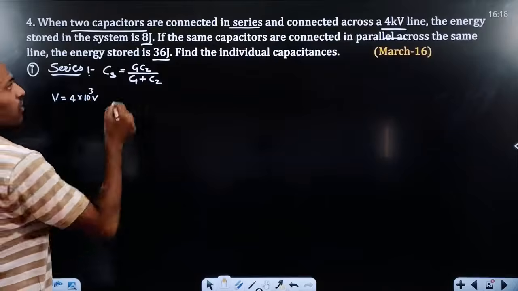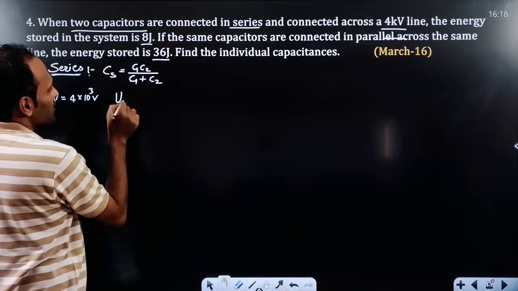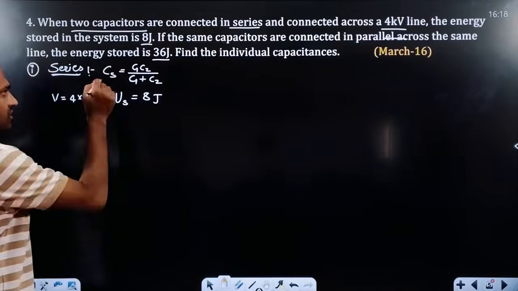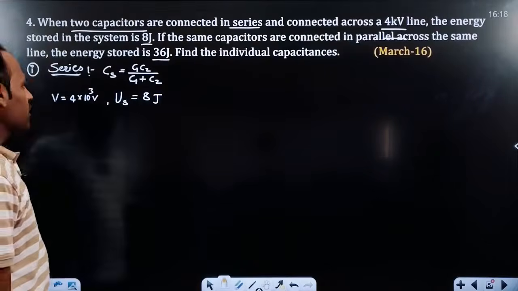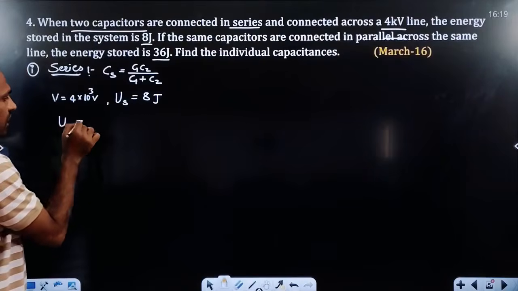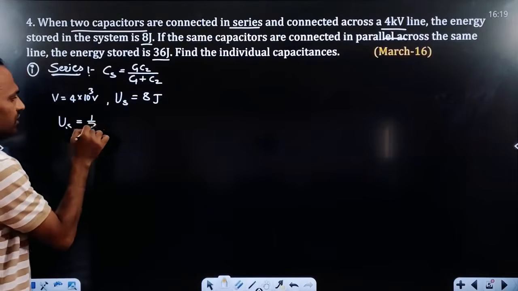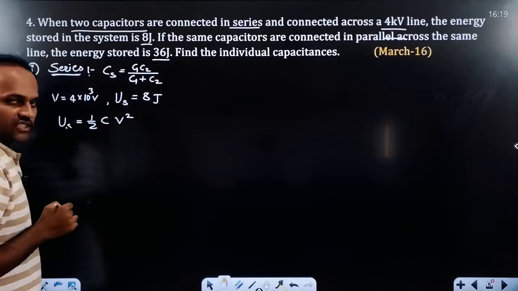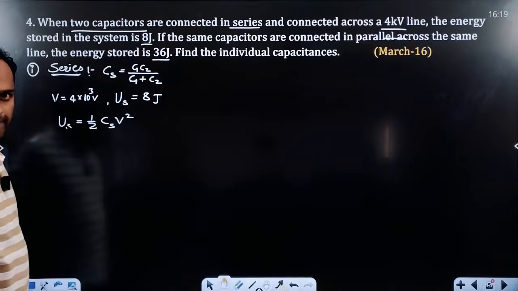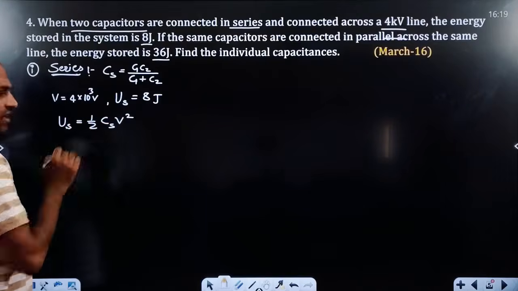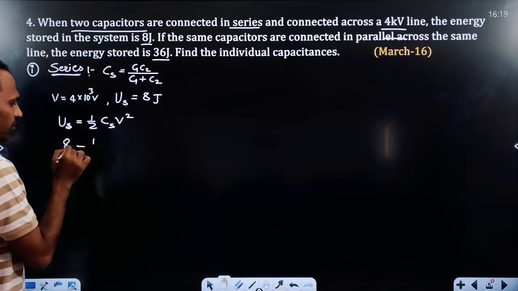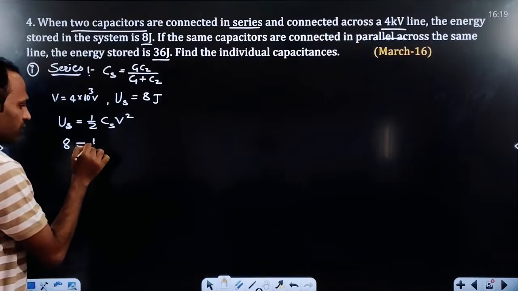Correct? And what is the energy stored in series? Energy stored in series is 8 joules, which is given to us. This is all about the series combination. Now, the formula for energy stored in the capacitor is known to us. It is half CV square. This is the energy stored formula. Here you have to take the effective series capacitance, because the energy in series is given to us. What is the energy in series? It is 8 joules equal to 1/2.